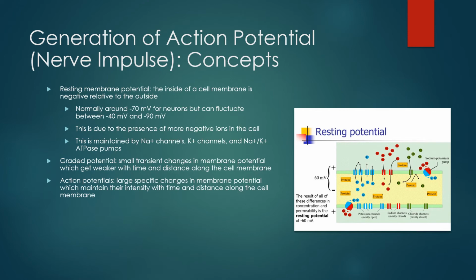In addition to resting membrane potential, there are two types of potentials. You have your graded potential, which are small changes in the membrane potential, which get weaker with time and distance along the cell membrane. So as more time passes, this graded potential gets weakened, and the further it gets from the center of the cell, the weaker it gets. Action potentials are large specific changes in membrane potential, which maintain their intensity with time and distance along the cell membrane.